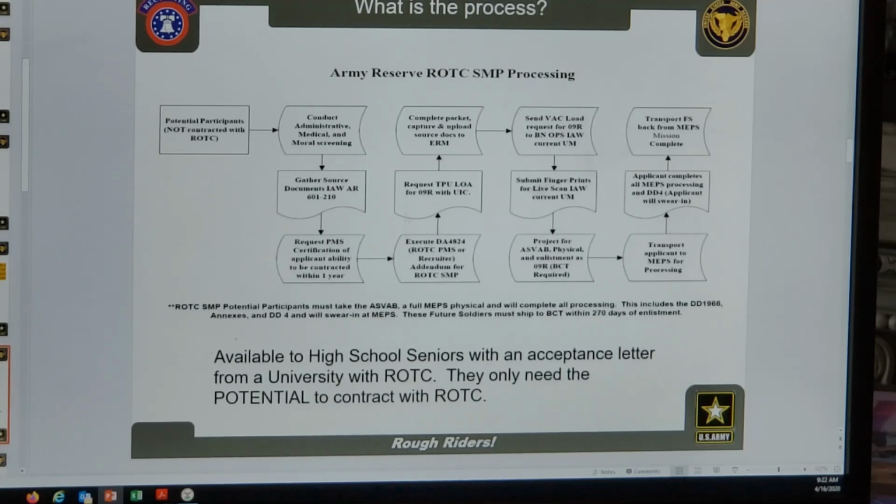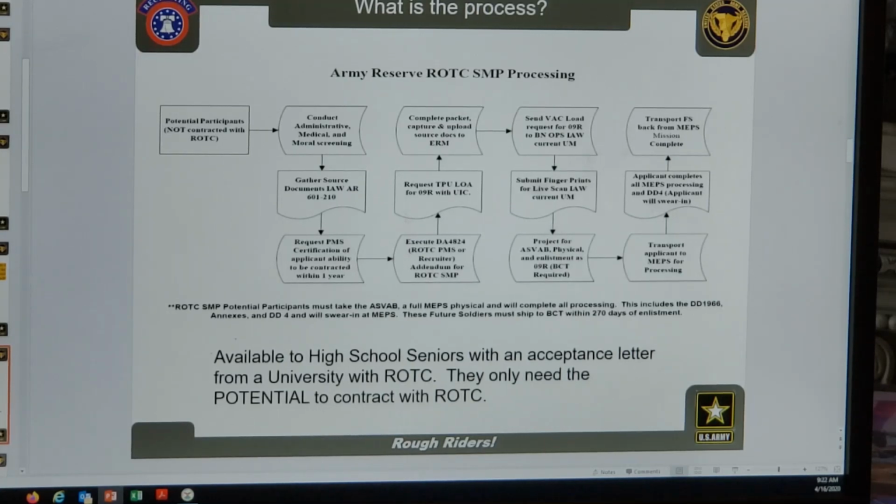Okay. So now it's loaded. Now there's a position built for your person. Okay. Fingerprints. Yeah, we probably should have done those earlier, but whatever. You're still doing it regardless of where. That's a normal packet. Project for ASVAB. That's a normal packet too. Is it a different physical? Nope. This is an enlisted physical. It doesn't have to be a commissioned physical.